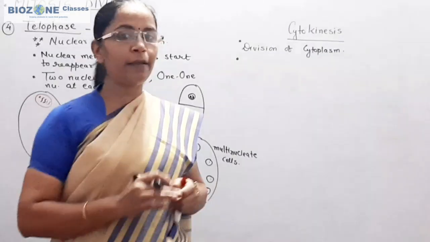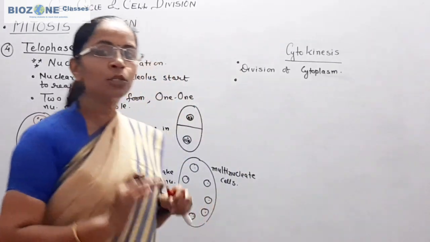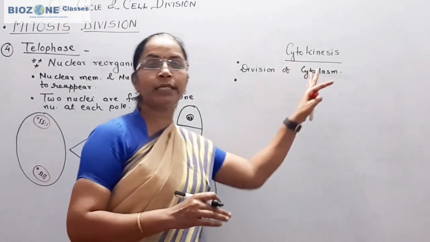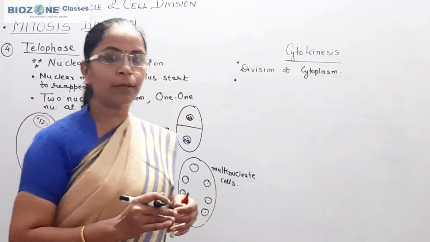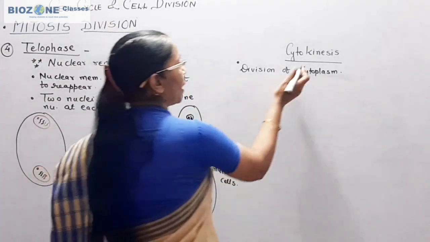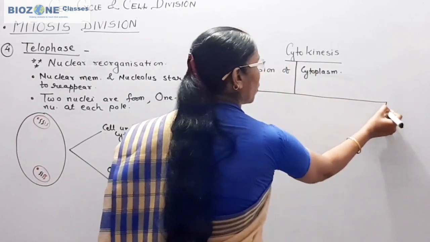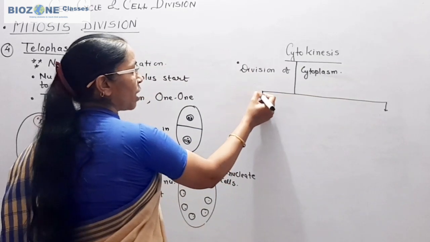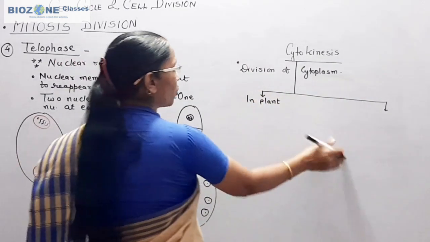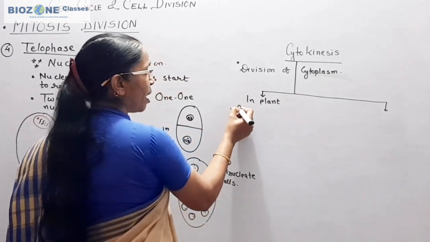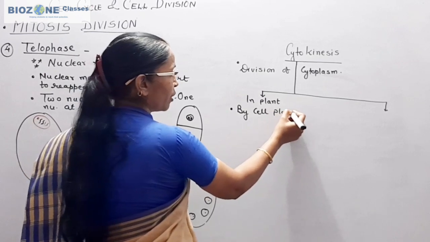In plant and animal cells, we have a clear-cut idea about the plant cell and animal cell. So the process of cytokinesis differs totally in plants and animals. How does it take place in plants and animals? That we study, as we already discussed in the form of a chart. In plants, the cell cytoplasm is divided by the cell plate method. So remember this part.